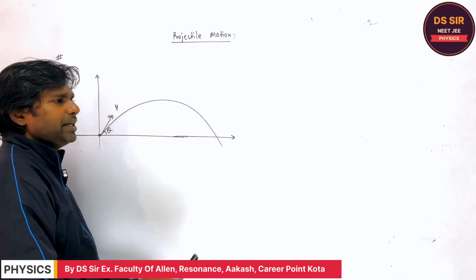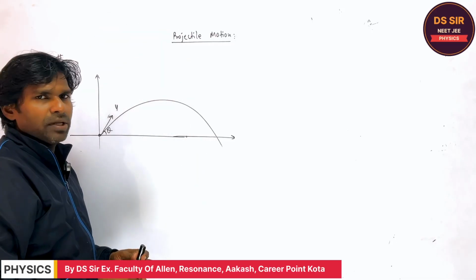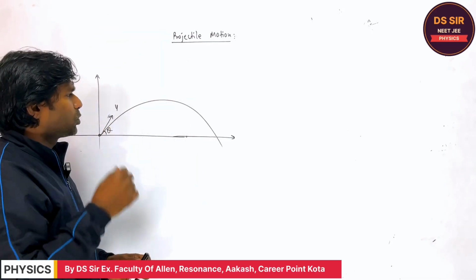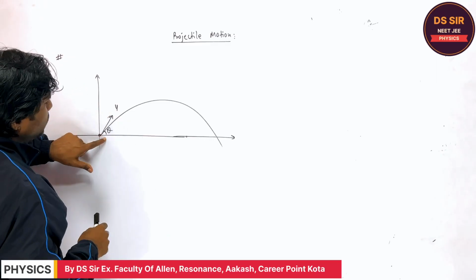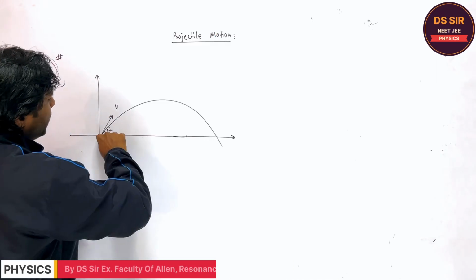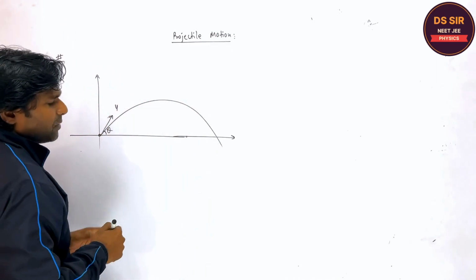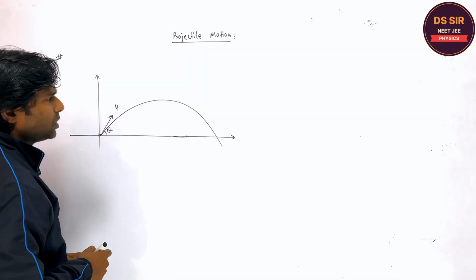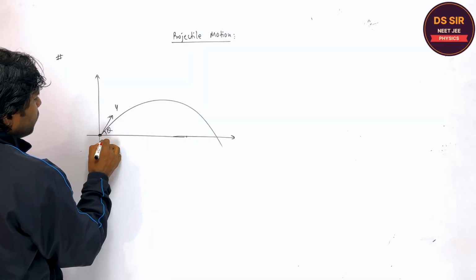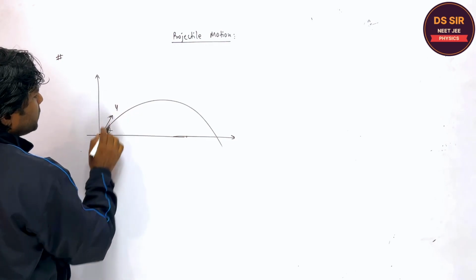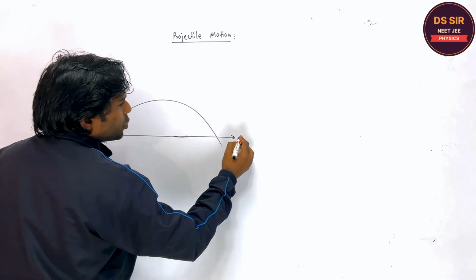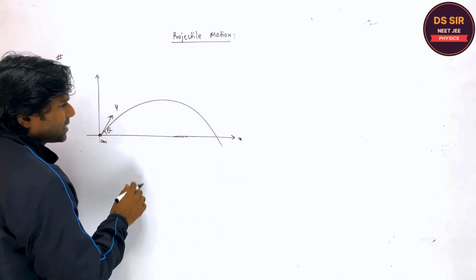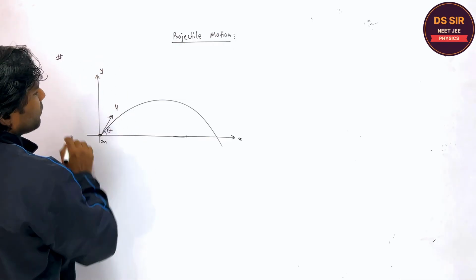If you throw it at 90 degrees, it will move up and come down, right? Then it is not considered to be a projectile. It should have some angle. And the path of the projectile is parabolic. We will discuss this also. So if the mass of the projectile is m, the initial velocity vector is u. Consider the horizontal direction as the x-axis and the vertical upward direction as the y-axis.